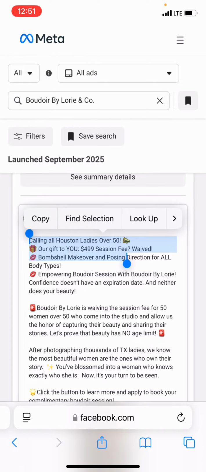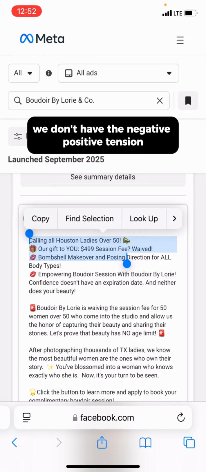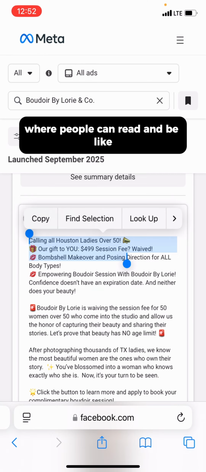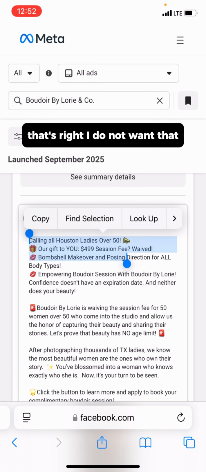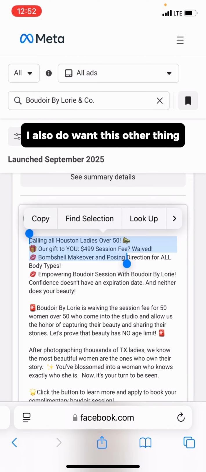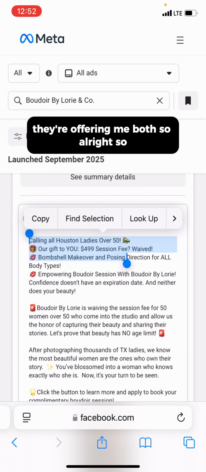This is good. The only thing that stinks though is since we don't have the negative, we don't have the negative-positive tension. Getting more specific with two specific attributes where people can read and be like, oh, that's right, I do not want that. And oh, that's right, I also do want this other thing. Wow, and they're giving me both. They're offering me both. So, all right, but we do have the positive here.